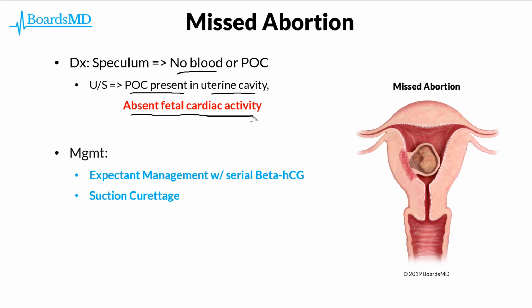These patients have multiple options in terms of their management. We can proceed with expectant management with serial beta HCG monitoring, and essentially wait for the patient to dispel this dead fetus naturally. However, if the patient and physician decide together that they want to remove this dead fetus, then we can proceed with a suction curettage.